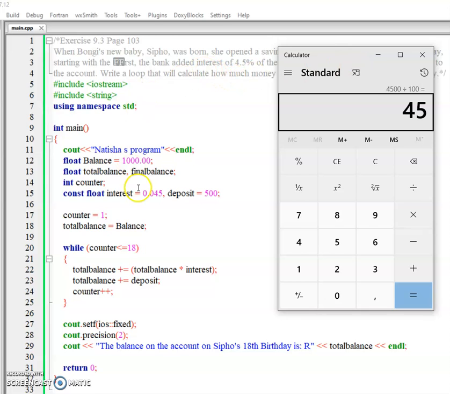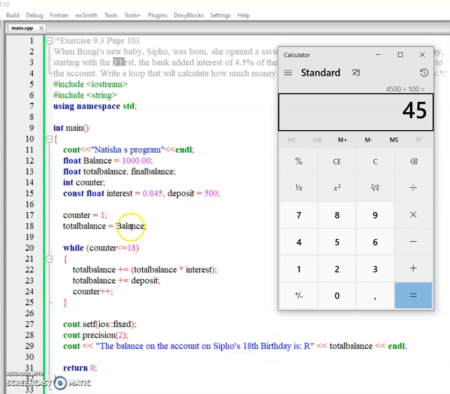Now, these are important points about the loop. You'll notice that the loop has to have a terminating condition. So we're terminating when the child turns 18. Inside the loop, we've got to increment counter. Very importantly, before we enter the loop, we have to ensure that the loop variable has been assigned a value. And ultimately, when we come out of the loop, you'll notice that we have a balance on Sipo.